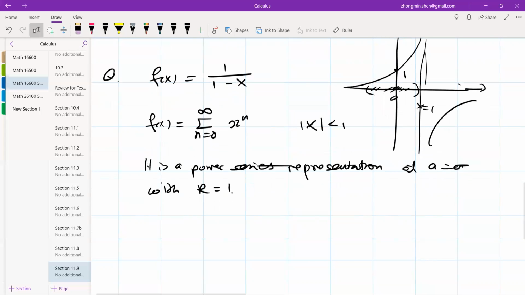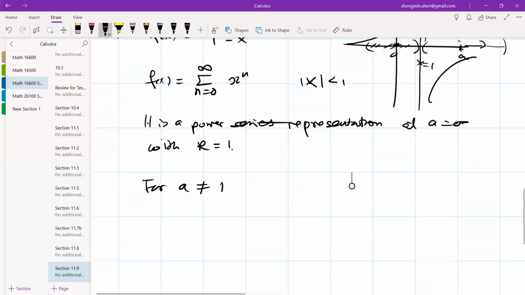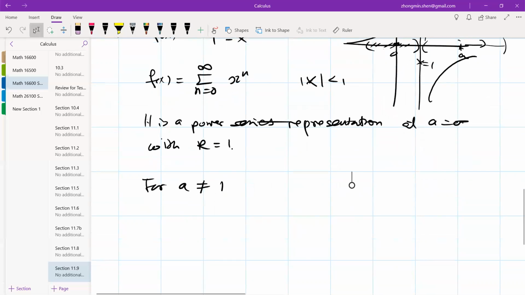So for now, let's look at A not equal to 1, an arbitrary point A. Can I find the power series representation over an interval around A, where the interval will not include 1? I can do that for any A not equal to 1. Let me show you how to do it. So f of x is still 1 over 1 minus x, no problem.